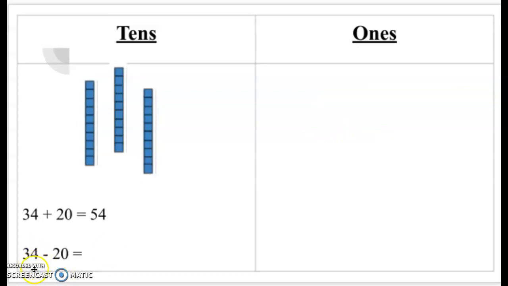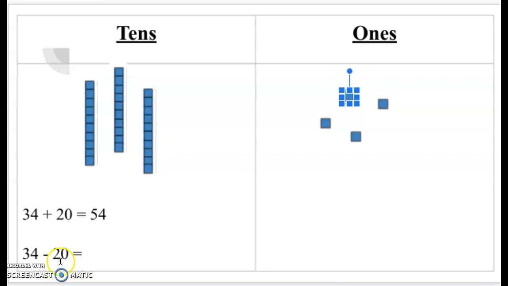And then we're going to have to solve for 4. So 4 is in the ones column, and we're going to need 4 blocks. So we're just going to put the blocks right back. So it'll be 1, 2, 3, 4. So it's going to be minus 20.